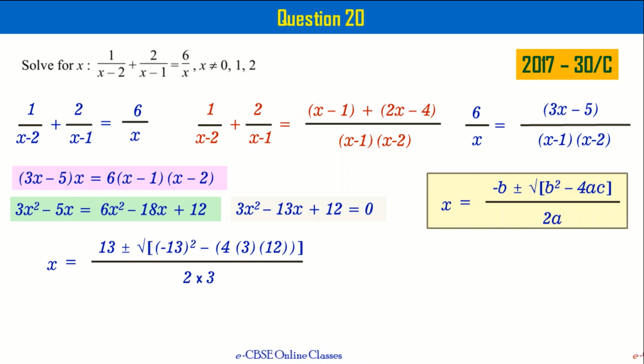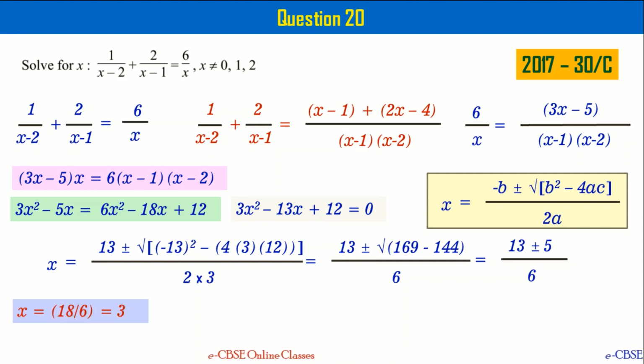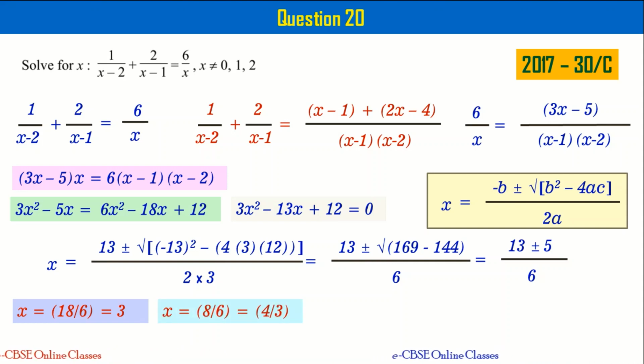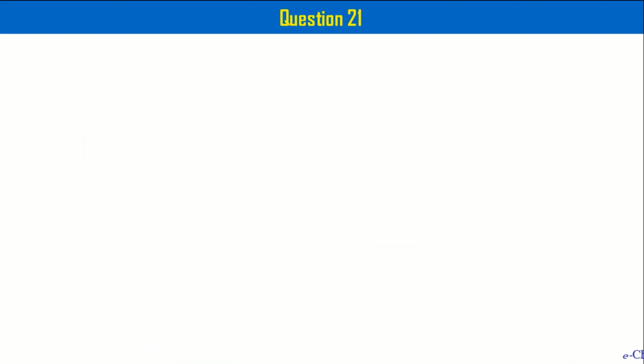Substitute them into the quadratic formula and simplify it such that you get x equal to 13 plus or minus 5 divided by 6. If I take plus 5, then x is going to be 18 by 6, that is equal to 3. If I take minus 5, then x is going to be 8 by 6, that is 4 by 3. Answer is x equal to 3 and x equal to 4 by 3. Let's go to the next question.